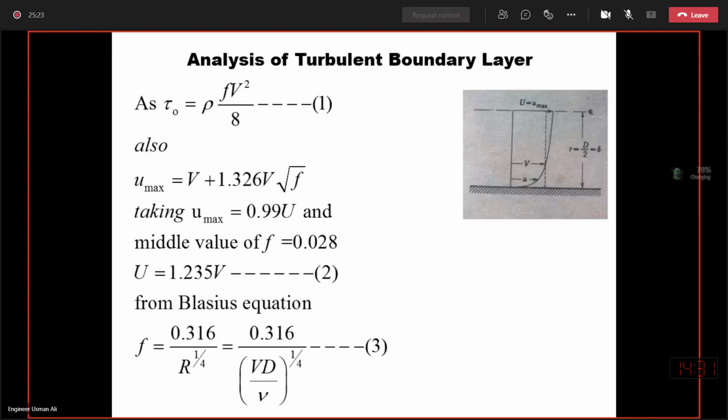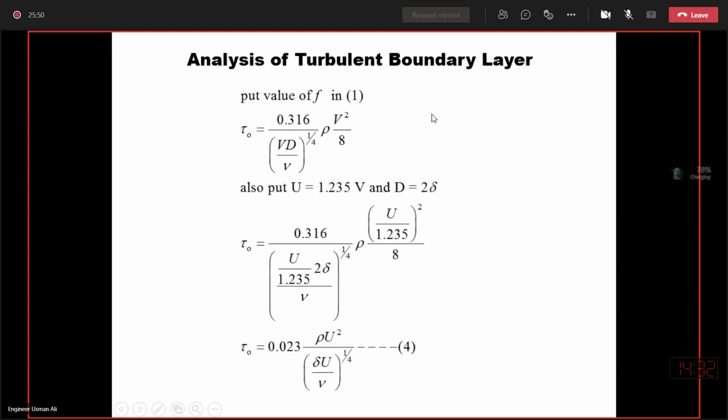Now after this, let us start with the analysis of turbulent boundary layer. Again, we have one equation for tau naught that we derived in our previous lecture at the end. That was rho u square d delta over dx. Another equation for tau naught we have to find for turbulent flow, just like we did for the laminar flow.